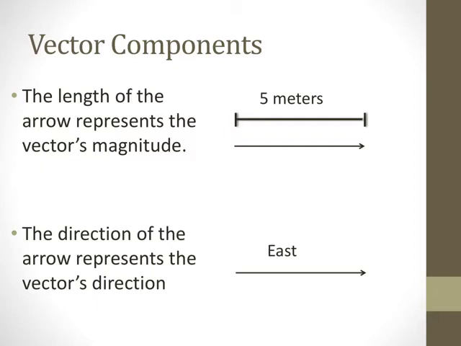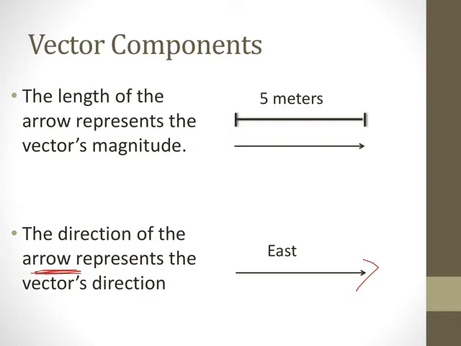Because vectors have more than just a magnitude, you have to represent them very specifically. Okay? So, if you're talking about 5 meters, just drawing to scale a 5-meter line is sufficient. But because vectors have a direction, you also have to indicate that direction. So that's why we use an arrow, right? The head of the arrow indicates the direction that magnitude is going.